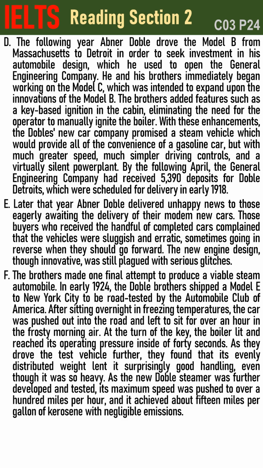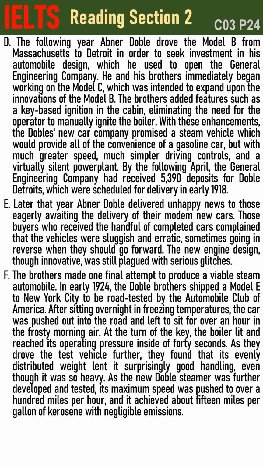By the following April, the General Engineering Company had received 5,390 deposits for Doble Detroits, which were scheduled for delivery in early 1918. Later that year Abner Doble delivered unhappy news to those eagerly awaiting the delivery of their new cars. Those buyers who received the handful of completed cars complained that the vehicles were sluggish and erratic, sometimes going in reverse when they should go forward. The new engine design, though innovative, was still plagued with serious glitches. The brothers made one final attempt to produce a viable steam automobile.